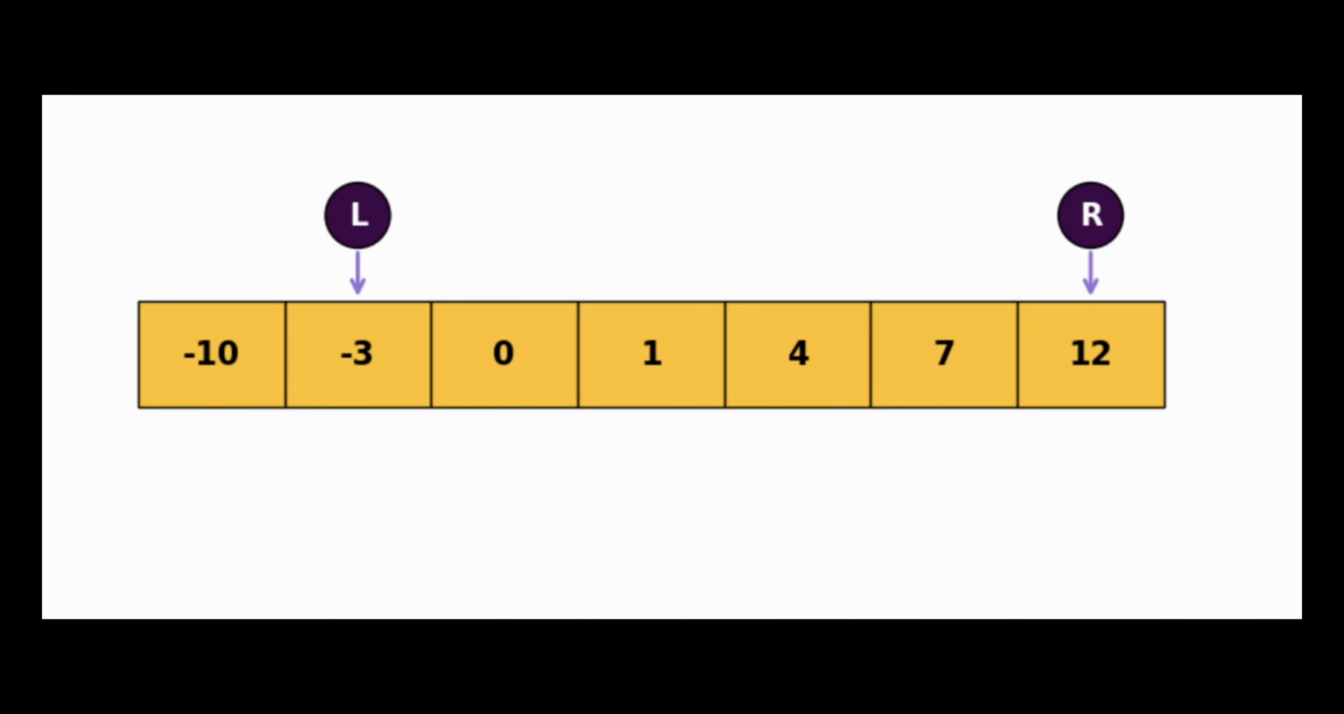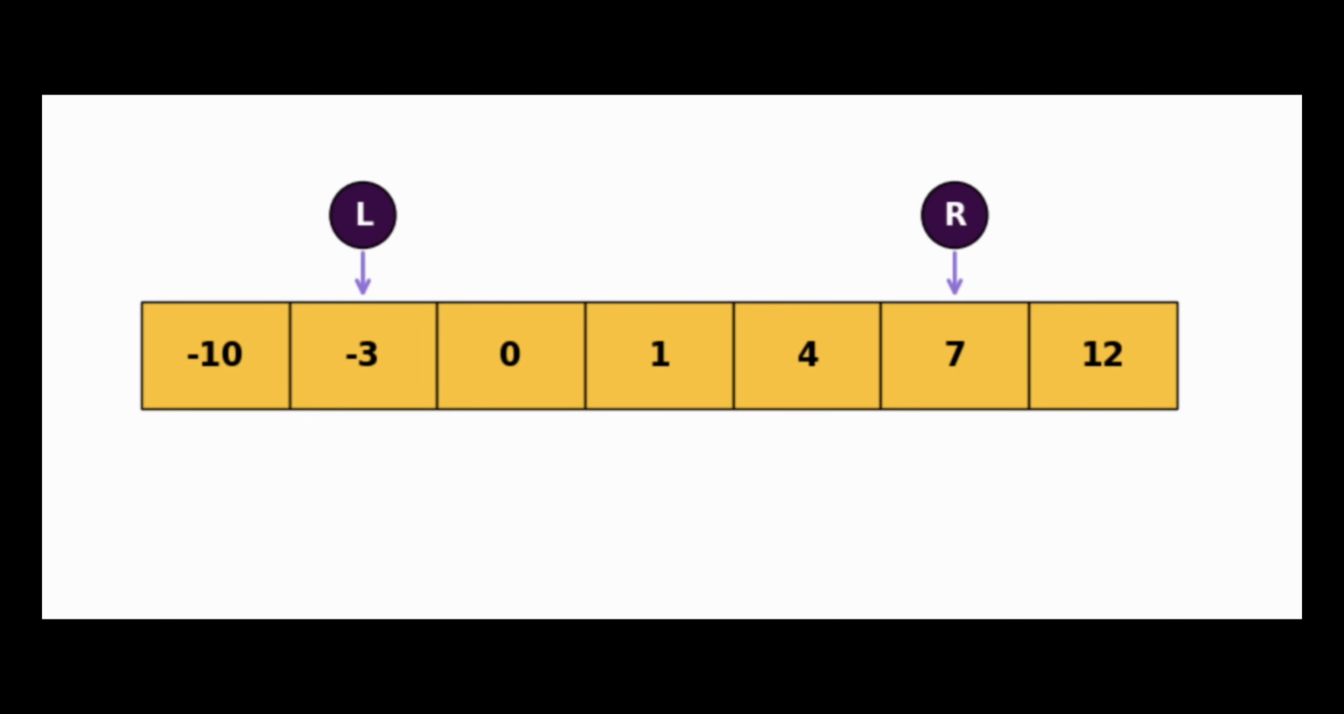So at this time, we have these two values that we already calculated the summation of, which is minus 3 plus 12, which is 9. 9 is greater than 5. We move the right pointer here. So at these two indices, we have minus 3 plus 7, that is 4. 4 is less than 5. So we move the left pointer here.